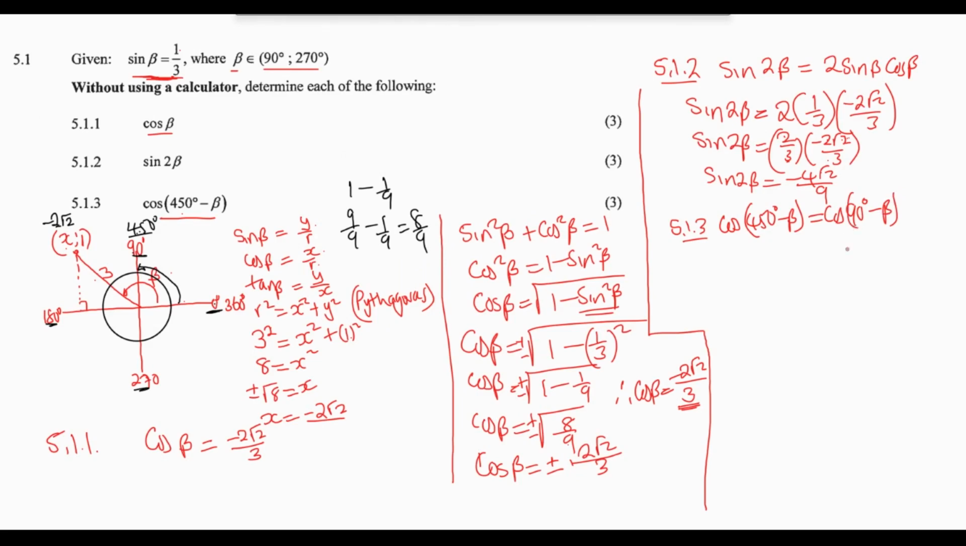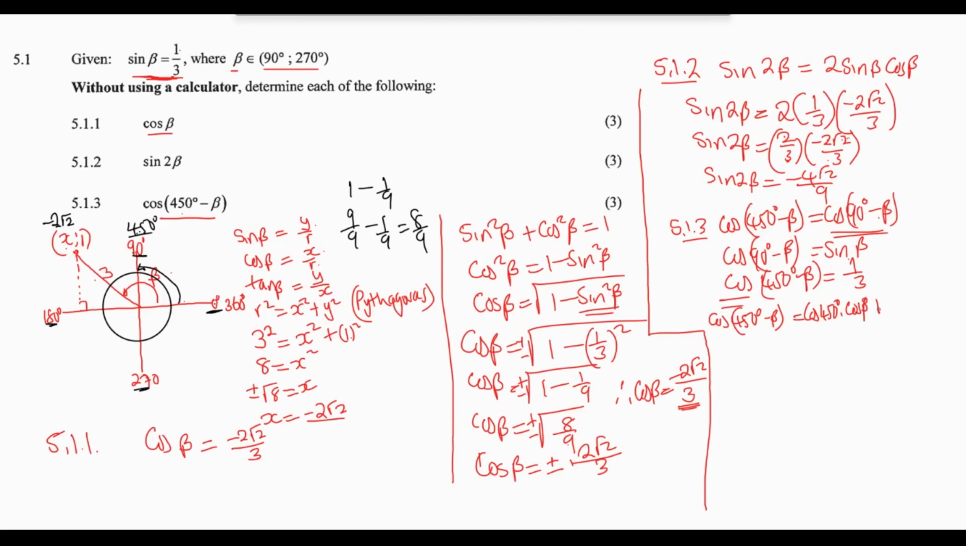Okay, and then we know that from the cofunctions, cos 90 minus beta is just the same as what? It's just the same as sine beta. Therefore, cos 450 degrees minus beta is equal to sine beta, which is what? 1 over 3. Right? We can also use the compound angle formula. Let's try to do that. Cos 450 degrees minus beta, right, is equal to cos 450 degrees cos beta, right?